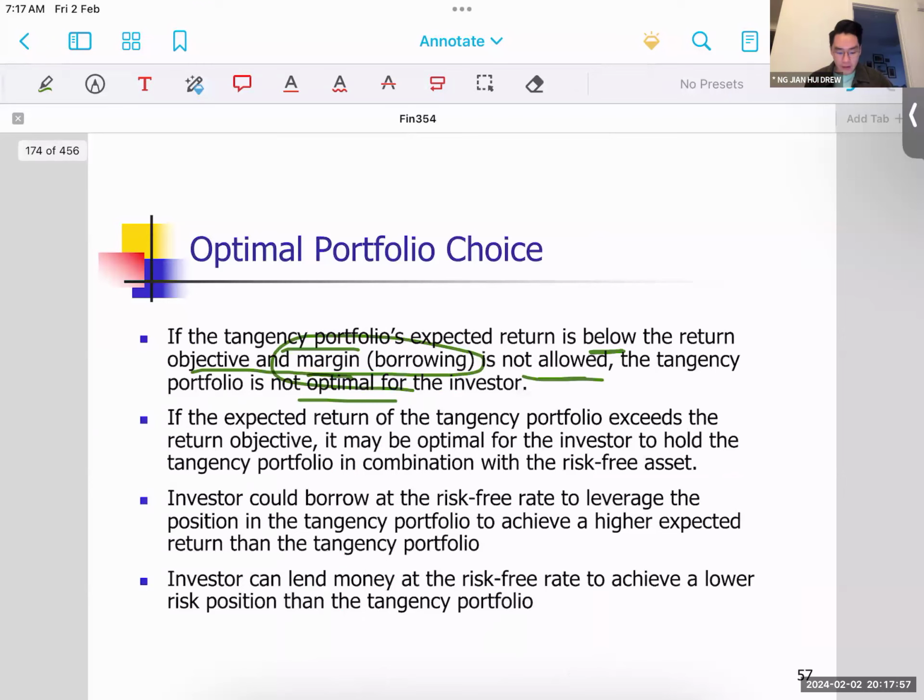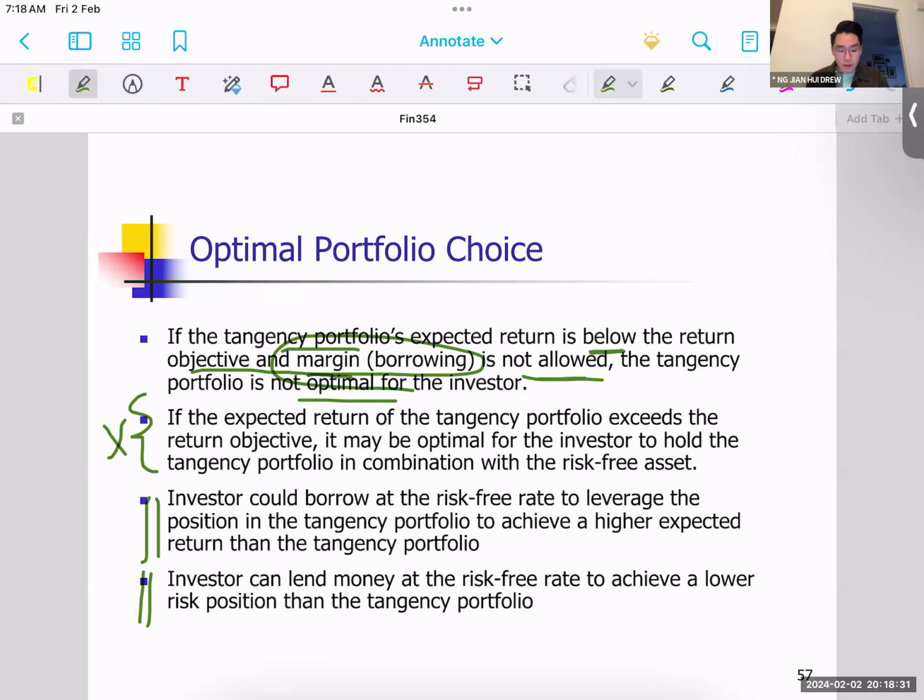So let's go back to the explanation. If the expected return of the tangent portfolio exceeds the return objective, it may be optimal to hold the tangency in combination with the risk-free asset. Now, this is just the explanation of the line, the risk-free asset is not so important. The important thing is these 2 points here. You can read through the details, but I'm trying to explain what it means in simpler terms, so I'm going to flip to the graph. However, the explanation, if you want to refer to it, is given by these 2 things here.